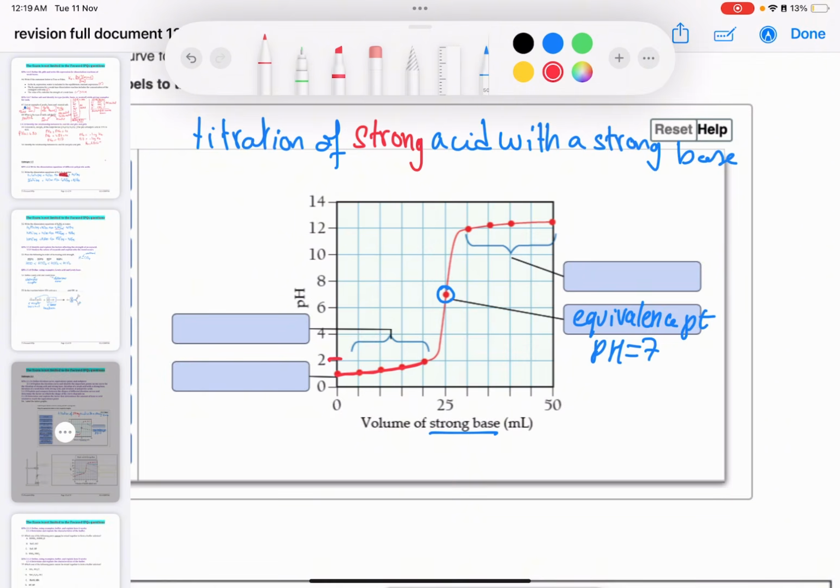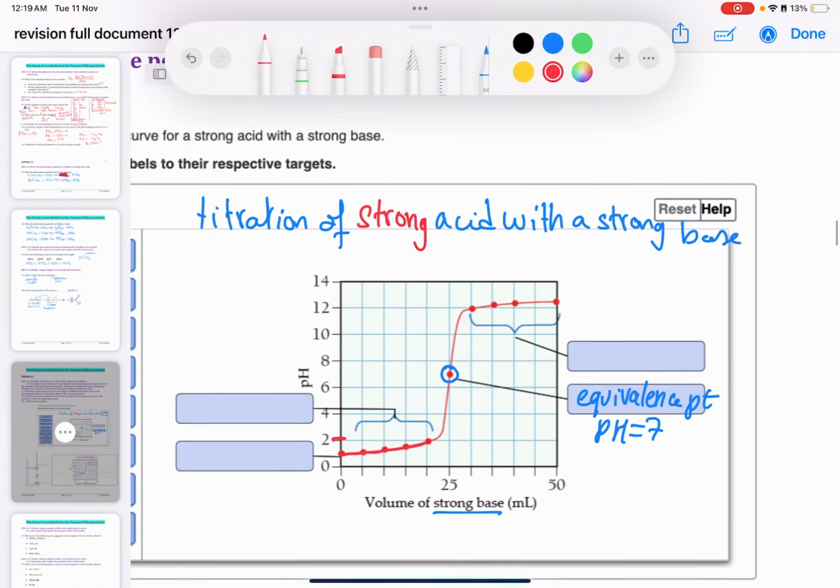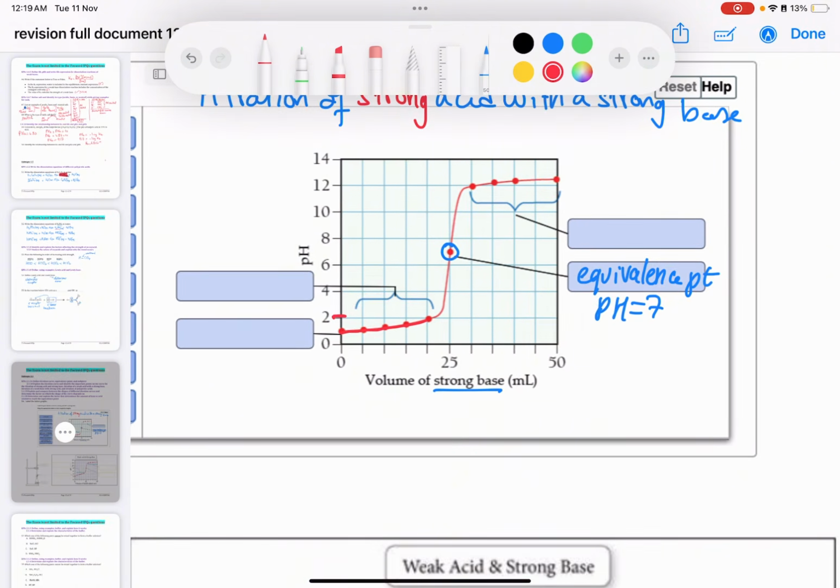Now this point is the initial pH of the acid being titrated. So this is the initial pH of acid being titrated.